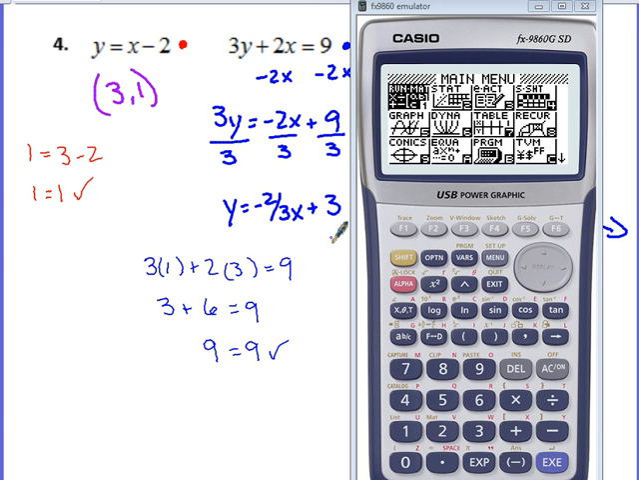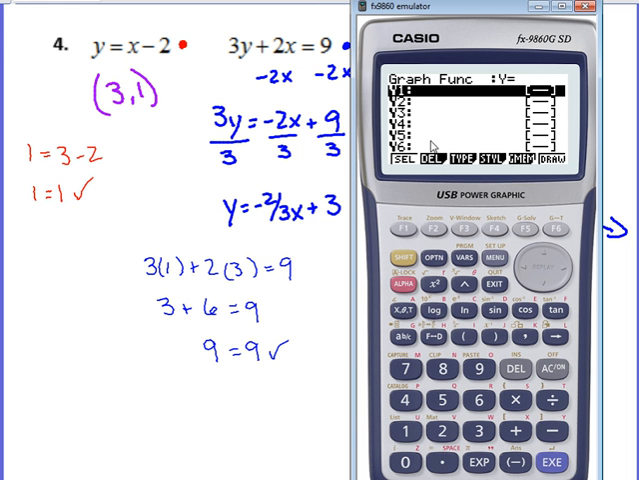Alright, so I need graphs, so I'm going to go to the menu and go to the option for graphs. On my calculator, it's number 5. Alright, and then I'm going to type in both equations. Here's my first one, it's x minus 2. And then my second one, I'm going to type it in solved for y, so negative 2/3, I'm going to use the fraction button, x, plus 3. Alright, so I have them both graphed, and then I'm going to pick F6 for draw.